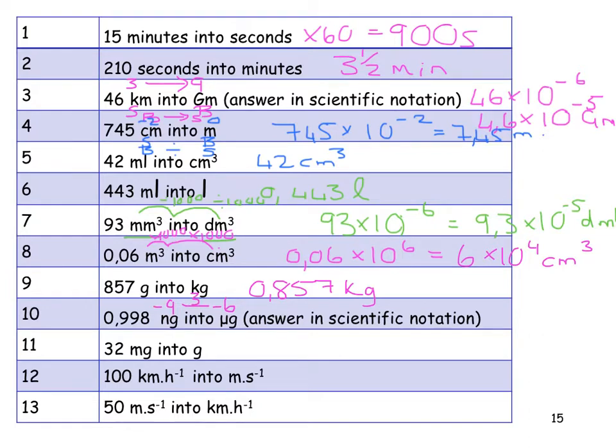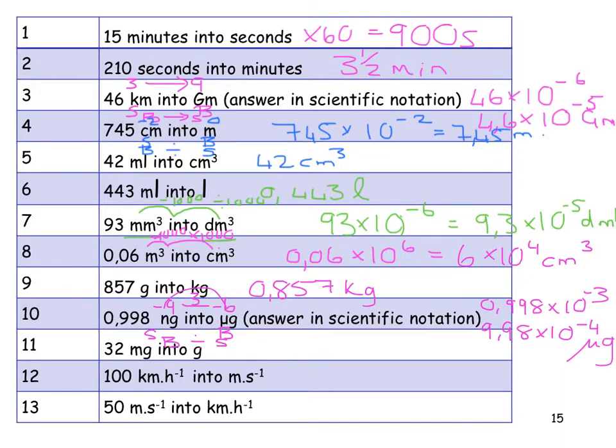A nanogram is smaller than a microgram. A nanometer is smaller than a micrometer. So my number is going to go from big to small, which means I have to divide. So I'm going to take 0,998 and times it by 10 to the negative, because I'm dividing, and 3 because of the 3 hops on the number line between the two. And that turns out to be 9,98 times 10 to the negative 4 micrograms.